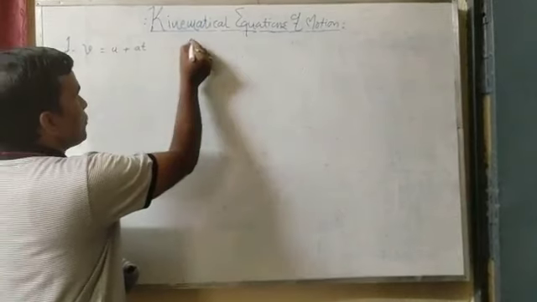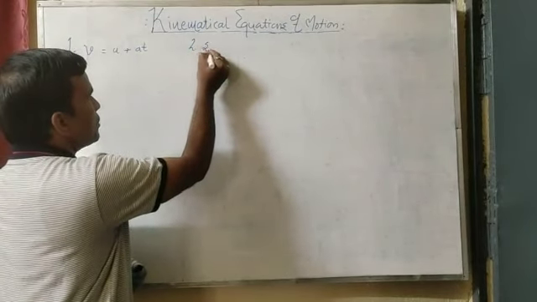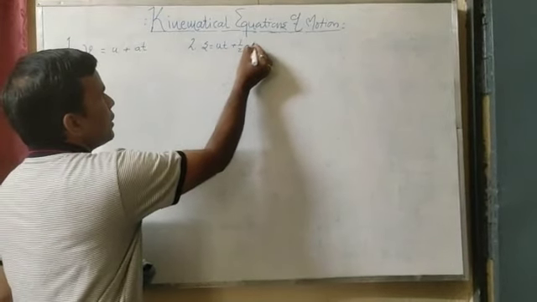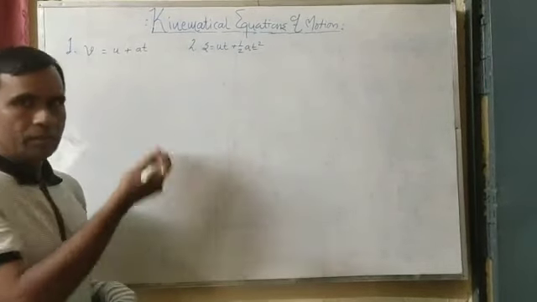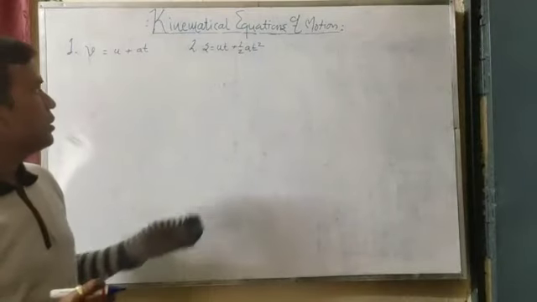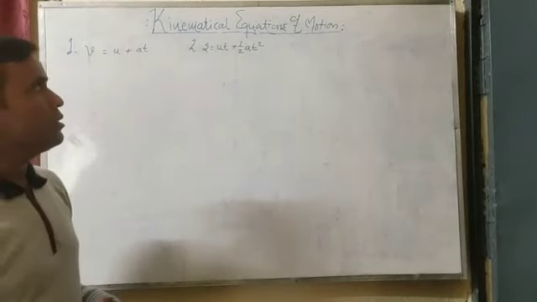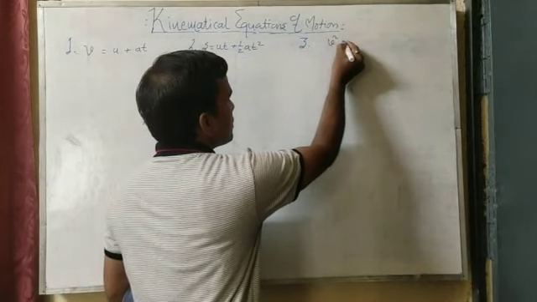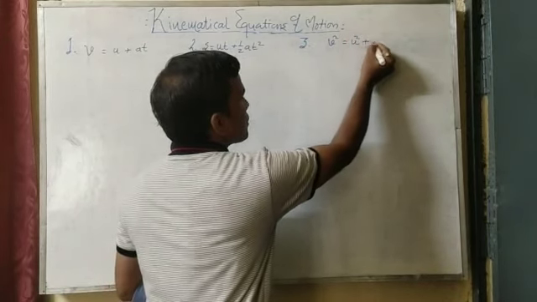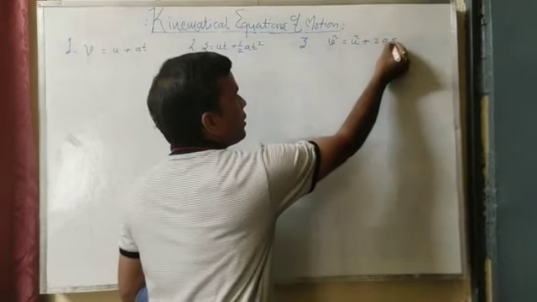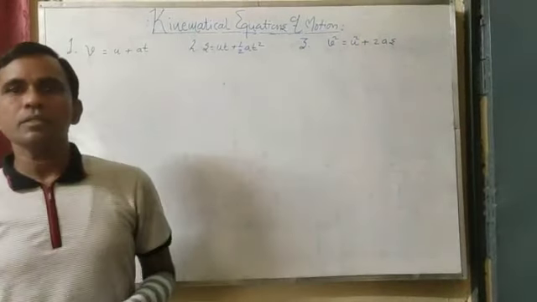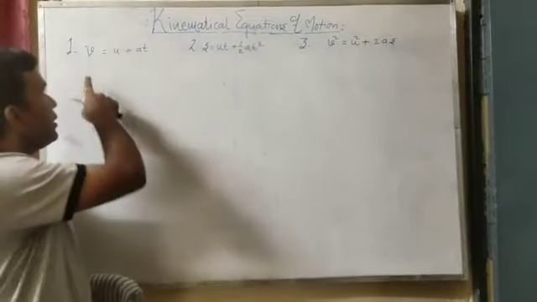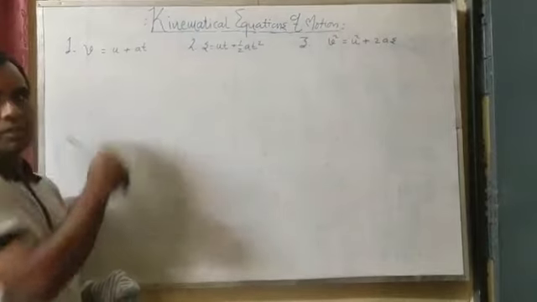The second kinematical equation of motion is s is equal to ut plus half of at square. I'll tell you the symbolic representation of each and every symbol in this equation. The third kinematical equation of motion is v square is equal to u square plus twice as. Yes, these are the three kinematical equations of motion. These equations relate the different parameters of the kinematics.